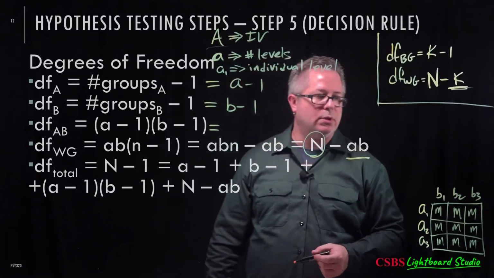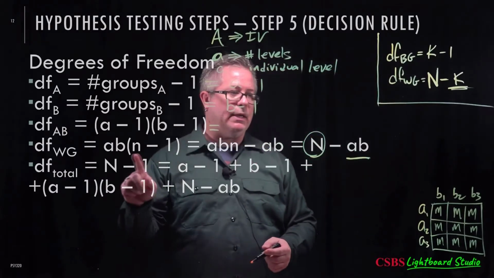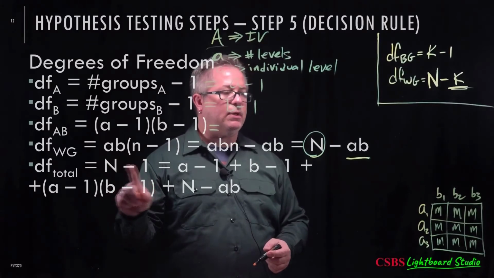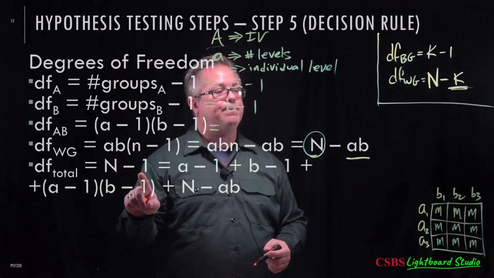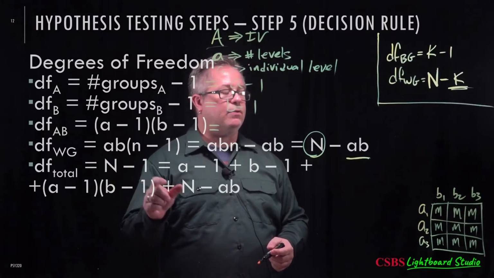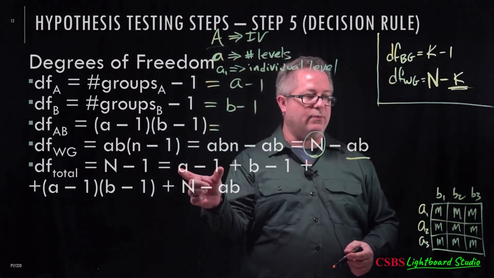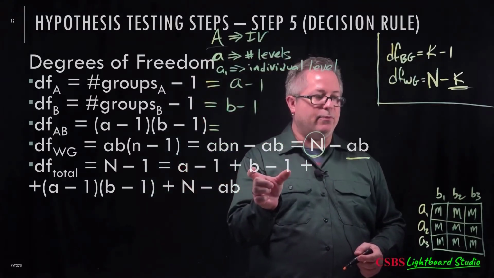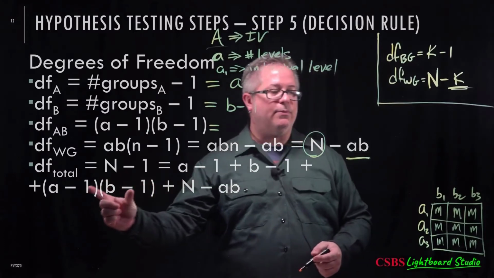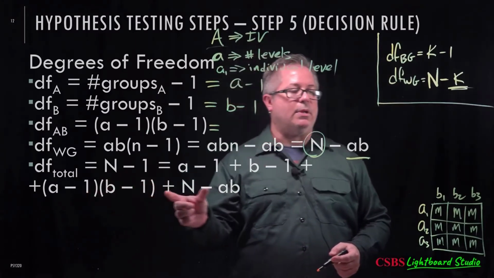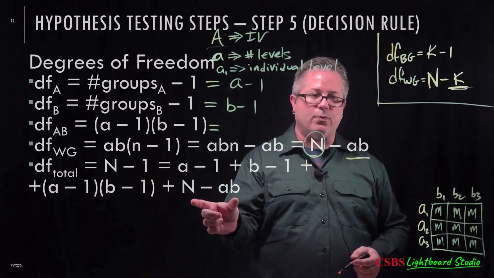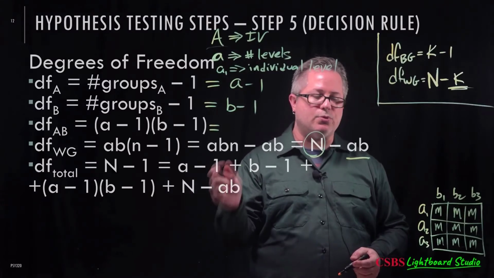And total is just, again, n minus 1. Take your total number of subjects minus 1. And it also works out that it's the degrees of freedom for A plus the degrees of freedom for B plus the degrees of freedom for the interaction plus the degrees of freedom for within groups. All those things are true.